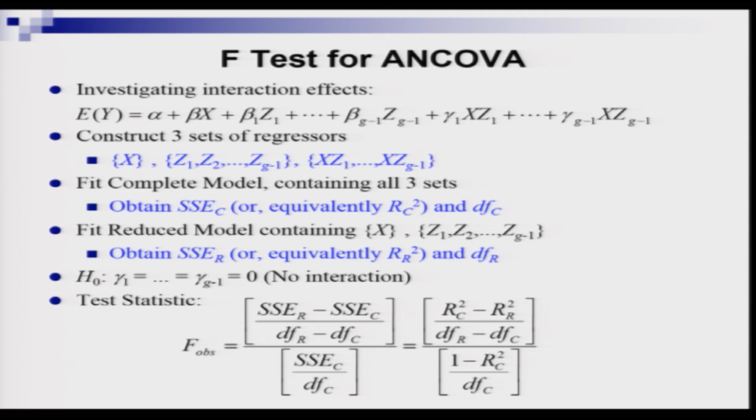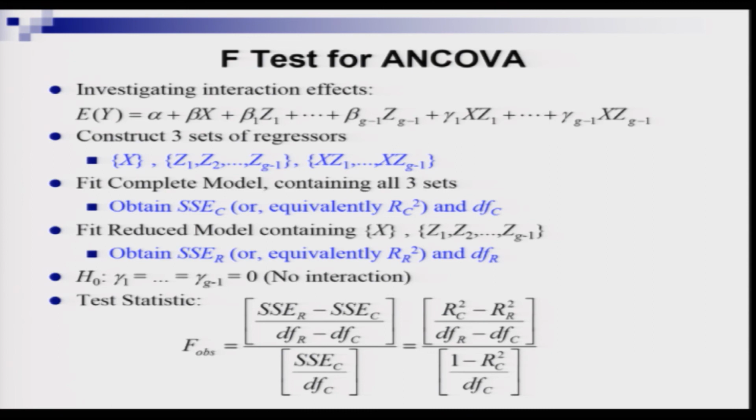Here we are going to fit the complete model, and then we are going to get the sum of square error or sum of square within, or equivalently you can also work with the R square. Then you need to fit the reduced model, and you note down your sum of square error or within R square, whatever you choose, and then finally you have to frame your null hypothesis.